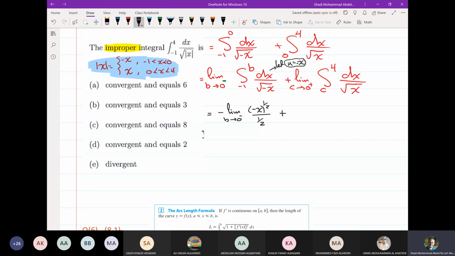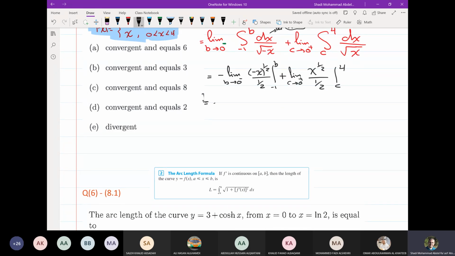You don't need to make a substitution here. Just integrate 1 over root x. It is x to the power half. Take it up, it will be minus half. Integrate it, it will be x to the power half over half, from c to 4, and here it is from -1 to b. And don't forget the limit as c goes to 0 from the right.